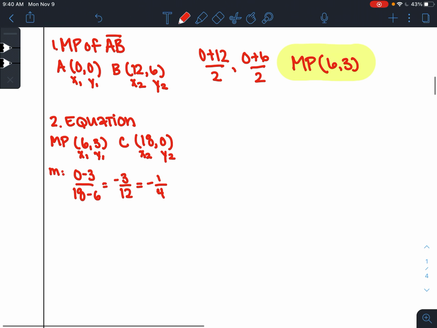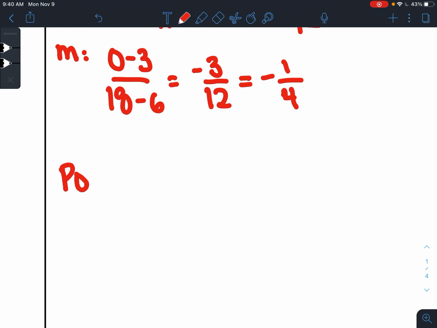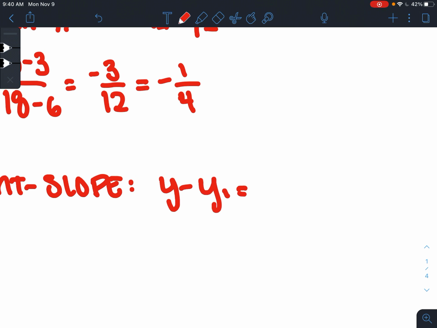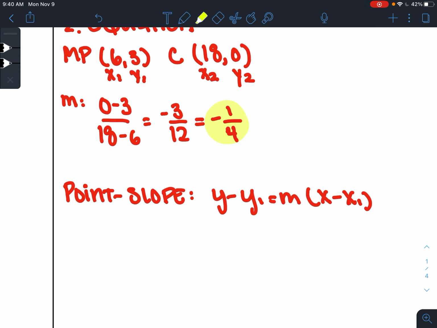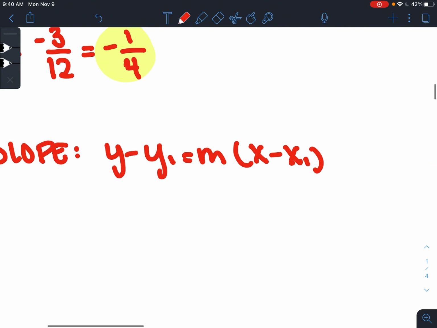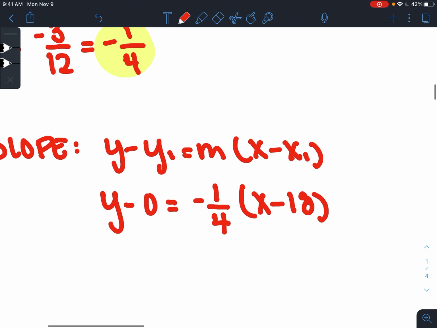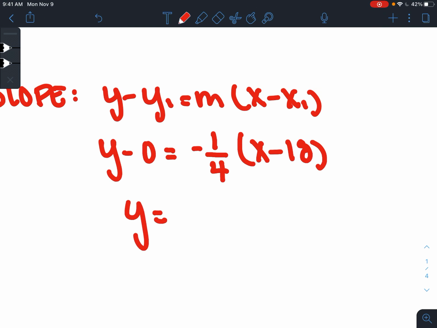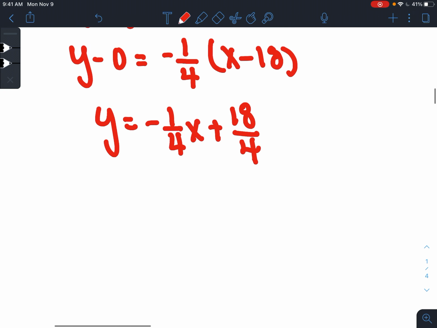From there, I'm going to plug into point slope form, which is y minus y1 equals m times (x minus x1). I have my slope, negative 1/4. The point that I pick doesn't matter as long as you pick either the midpoint or point C, and I'm going to go with point C, (18, 0). So I get y minus 0 equals negative 1/4 times (x minus 18). Now, y minus 0 is just y, and I'm going to distribute that through. I get negative 1/4 x plus 18 over 4, which simplifies to my final answer, negative 1/4 x plus 9 halves.